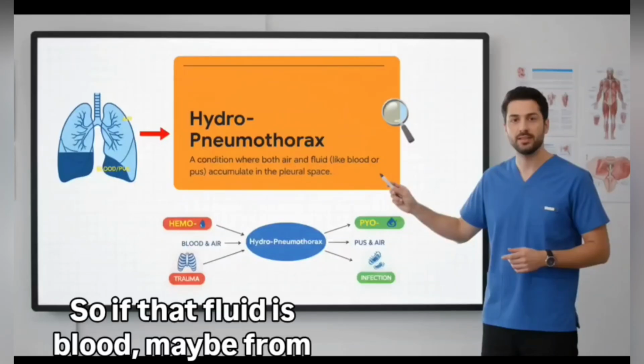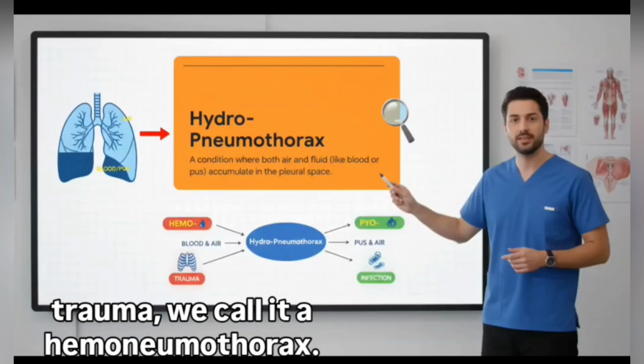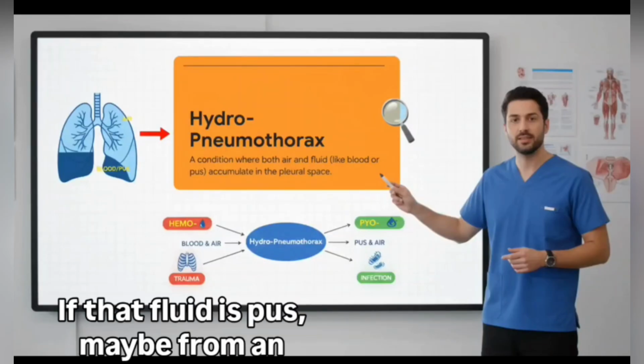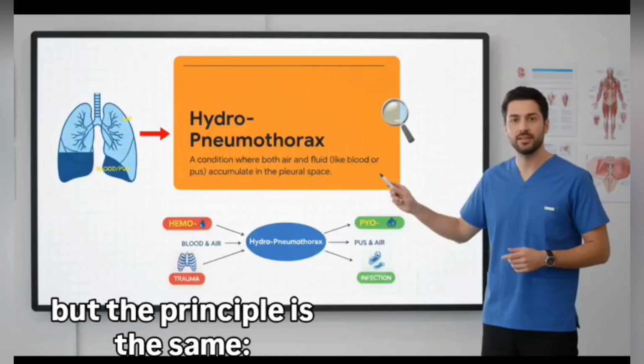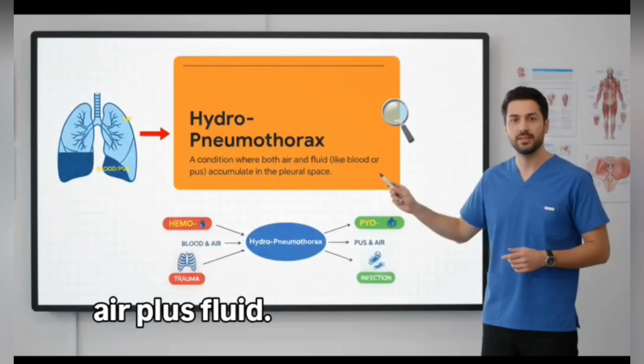If that fluid is blood, maybe from trauma, we call it a hemopneumothorax. If that fluid is pus, maybe from an infection, we call it a pyopneumothorax. But the principle is the same, air plus fluid.